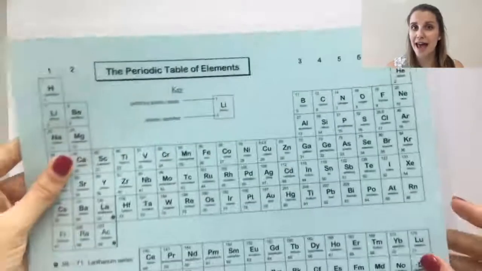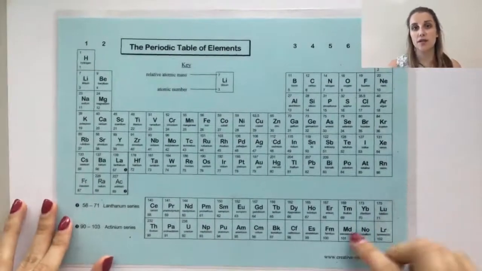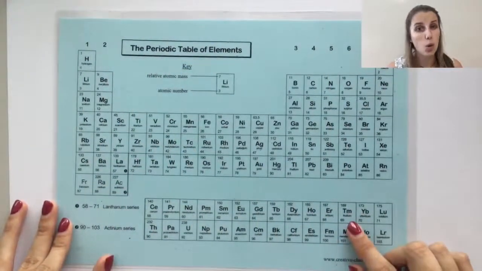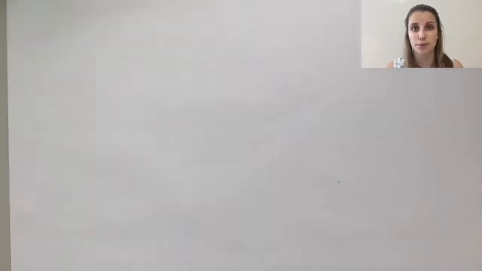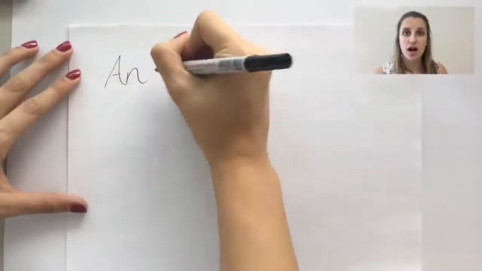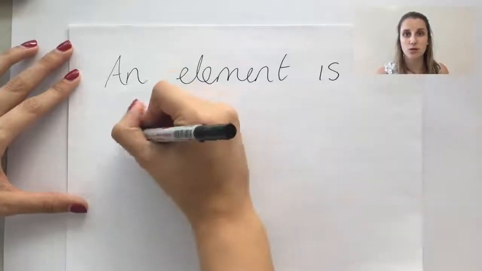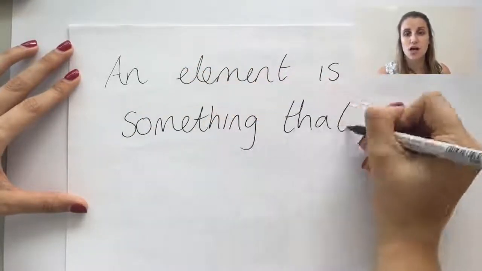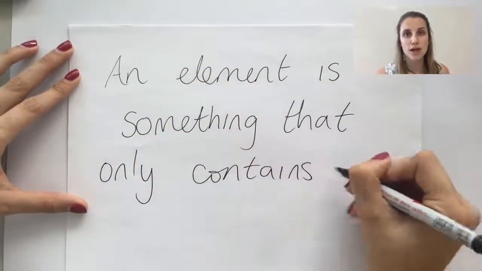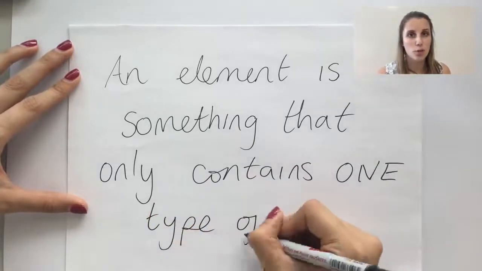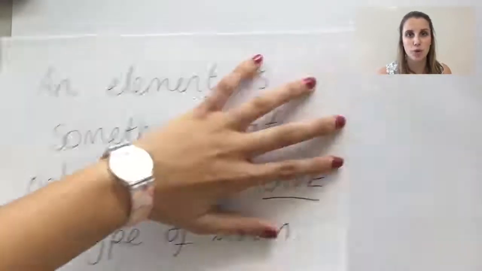Now, surprisingly, there's only actually 118 elements that have been discovered so far, and you'll find all of them on your periodic table. An element is defined as something that is only made out of one type of atom. So if it contains any more than one type of atom, then it cannot be classified as an element anymore.